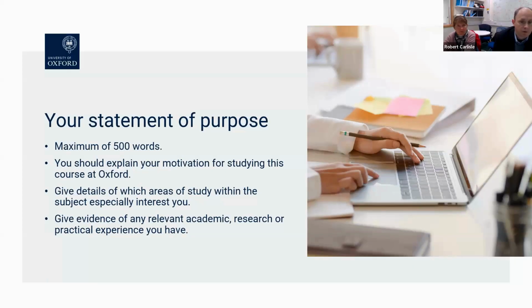So in terms of the statement of purpose, it's 500 words. Explain your motivations for studying this course. Why this course? Not just 'I quite like Oxford and I want to come here.' So why this course and why Oxford? Give the details of the areas you're interested in, and then some evidence of how your interests align with your experience, your academic, your research, practical experience.